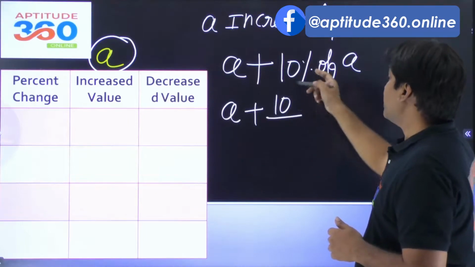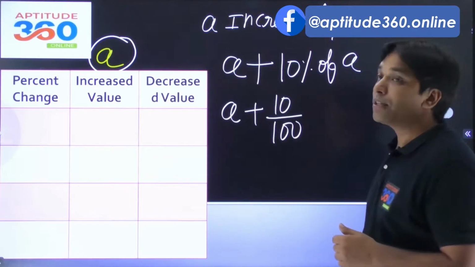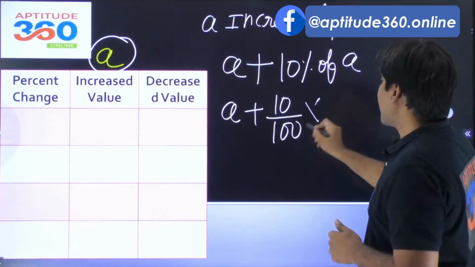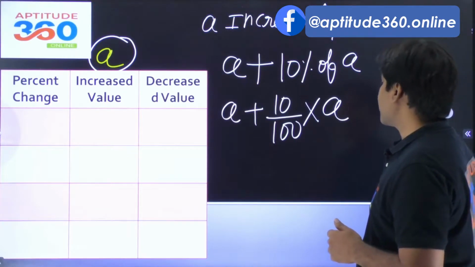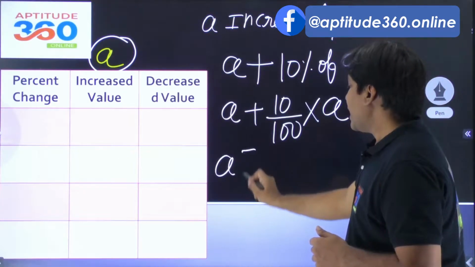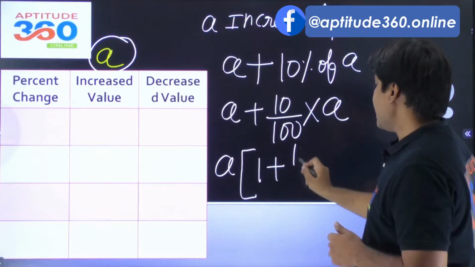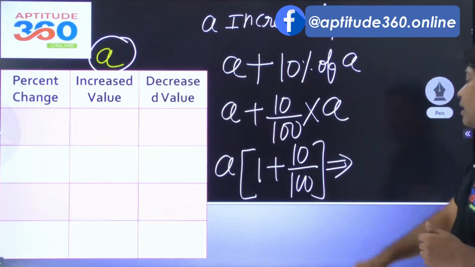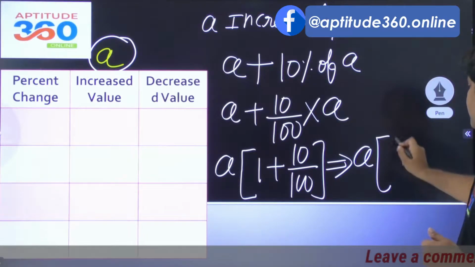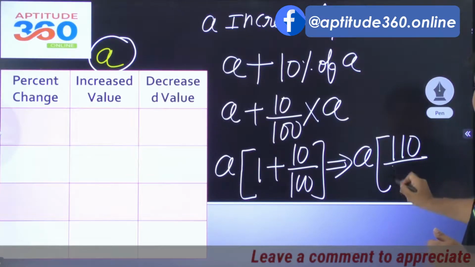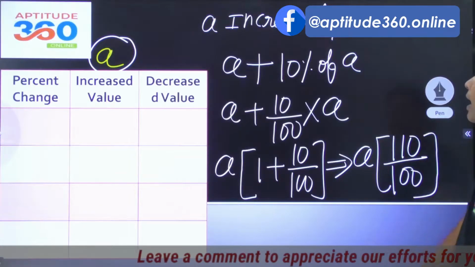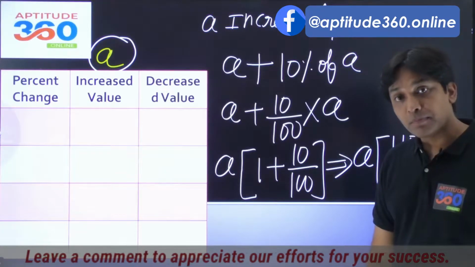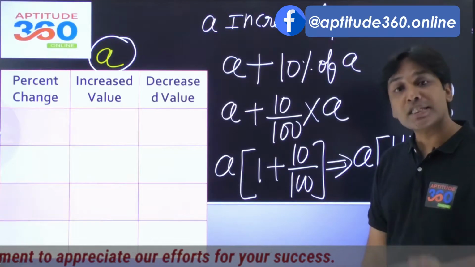10 over 100, "of" can be written as a multiplication sign, and if you take A common out of it, it becomes A times 1 plus 10/100, or it can be written as 110 divided by 100. And you don't have to write any one of them. If you're writing them, you're just wasting your time.